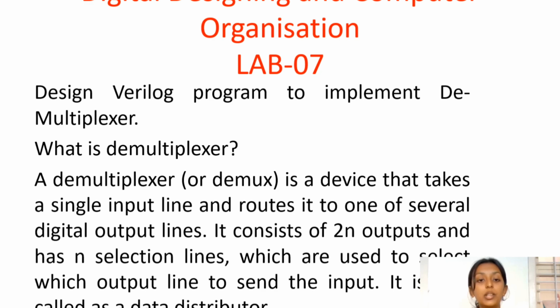First, let us learn what a demultiplexer is. A demultiplexer, also called a DMUX, is a device that takes a single input line and routes it to one of several digital output lines. It consists of 2^N outputs and has N selection lines, which are used to select which output line to send the input to. It is also called a data distributor.